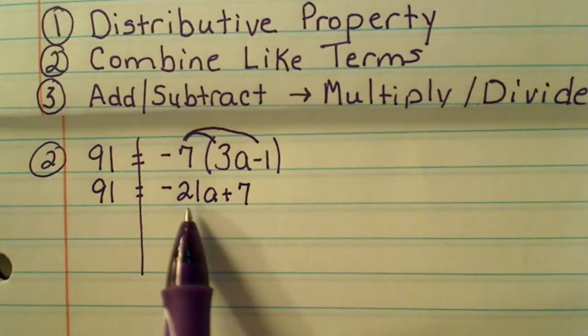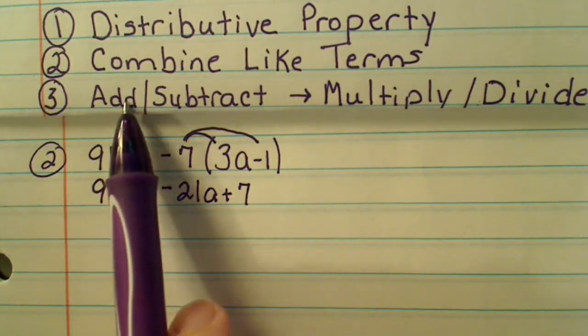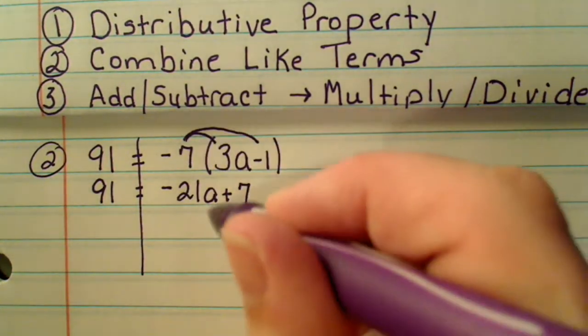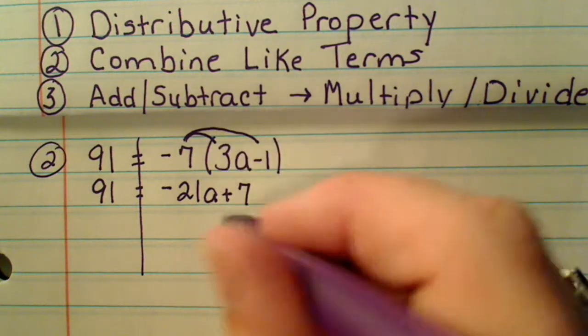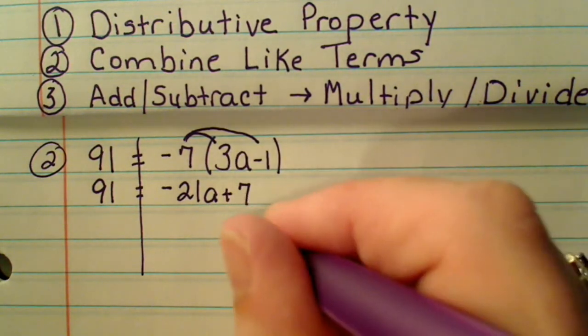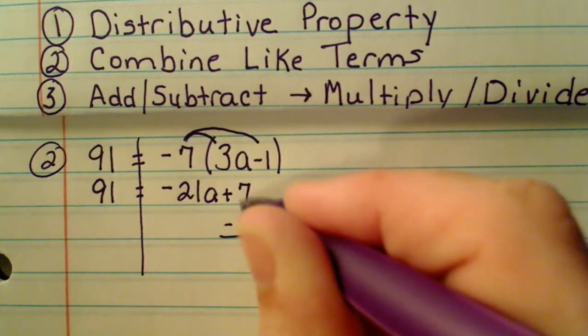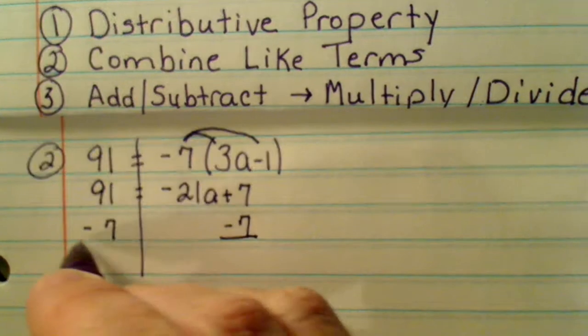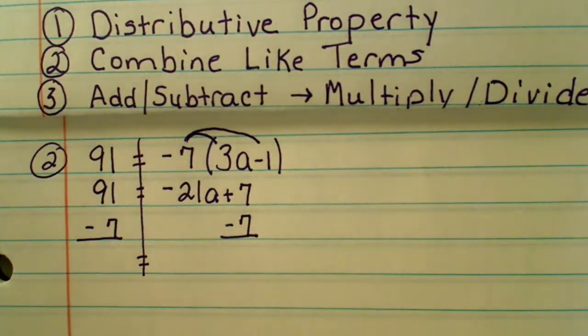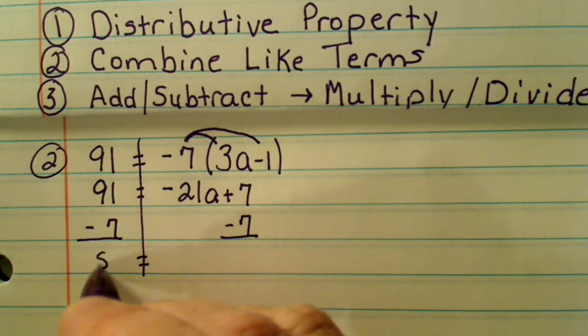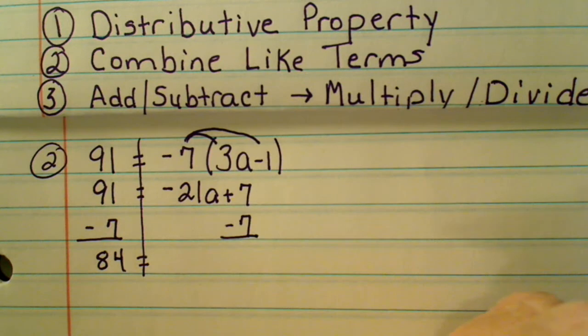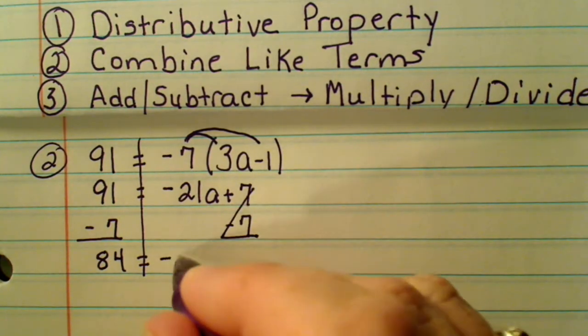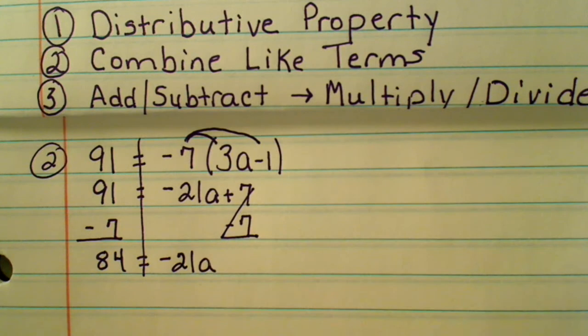Okay, now this is a two-step equation. So let's do the inverse of adding or subtraction because we want to isolate this variable a, get it by itself. So the inverse of adding 7, I'm going to subtract 7. If I do it on that side, I've got to do it on this side of the equal sign too. Okay, 91 minus 7 is going to give me 84. Those cancel, and so I bring down a negative 21a.